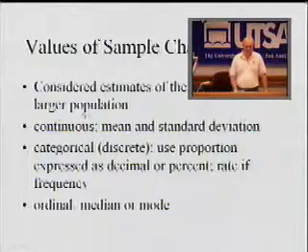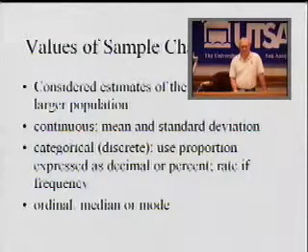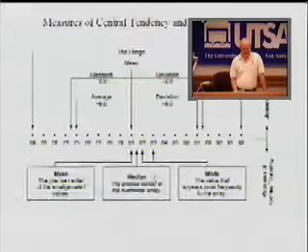Over time, as more and more samples are collected and more people begin making that measurement, you generate the representative population values. For the categorical or discrete, you use a proportion expressed as a decimal or percent, or the rate if it's a frequency, and for the ordinal, you use median or mode values to report them.